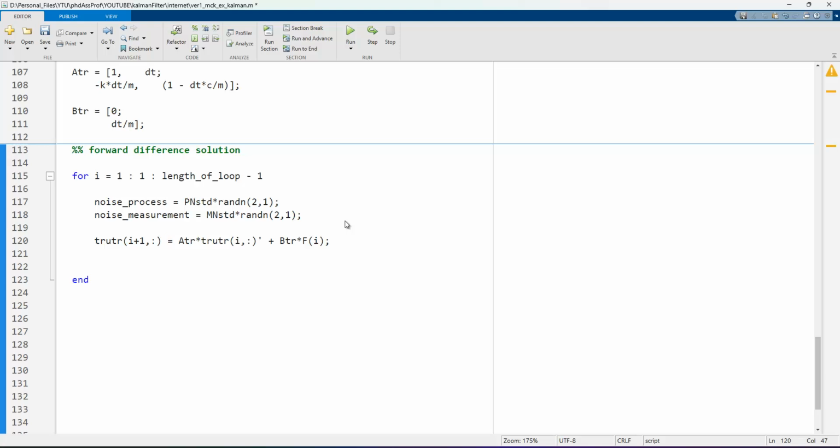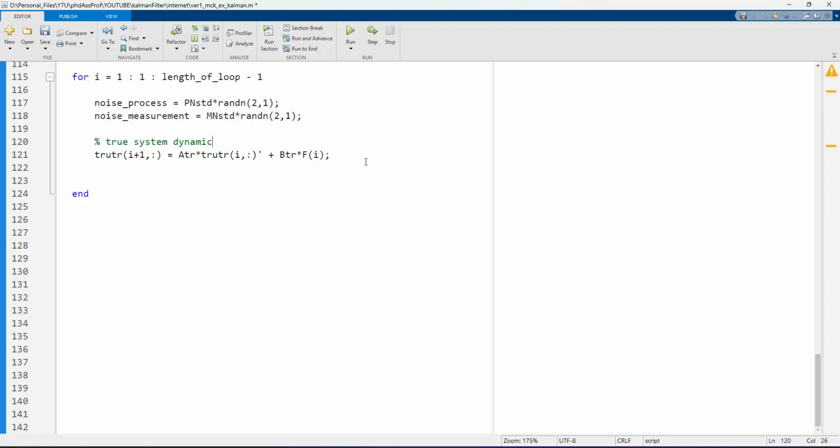Okay. These are the true system dynamics without the noise. This is the basic ideal case to compare the other results against, based on this information.